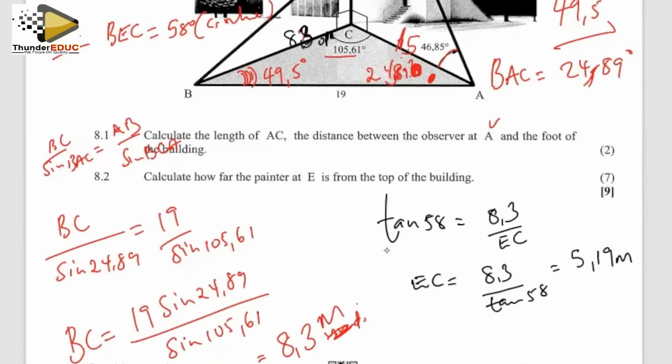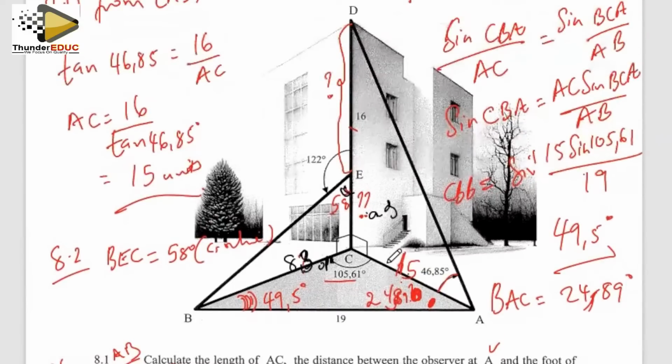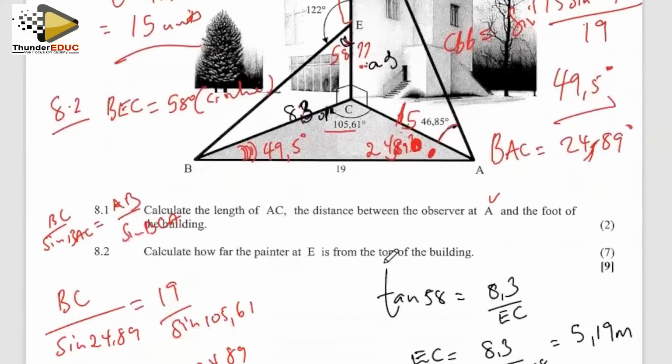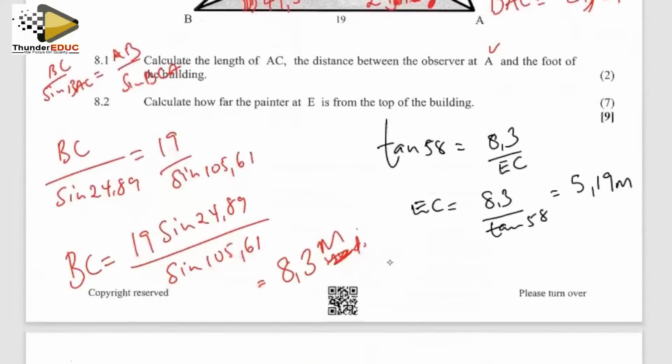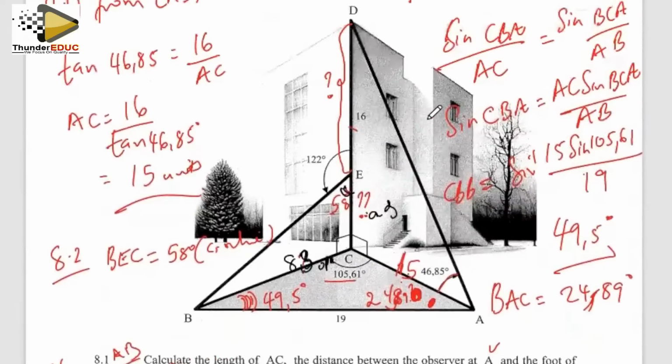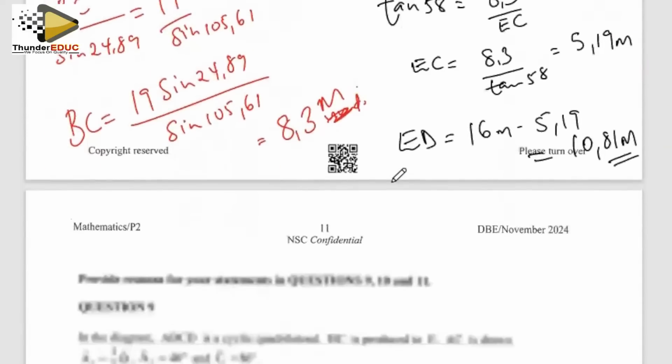Now the distance that they want is ED. Is it ED? No. They want us to get the distance from the top to the paint. Yes, they want ED. So ED is going to be the 16 meters minus the 5,19, which gives me 10,81 meters. All right, yo. So this, then that, and 7 marks, it's worth it.